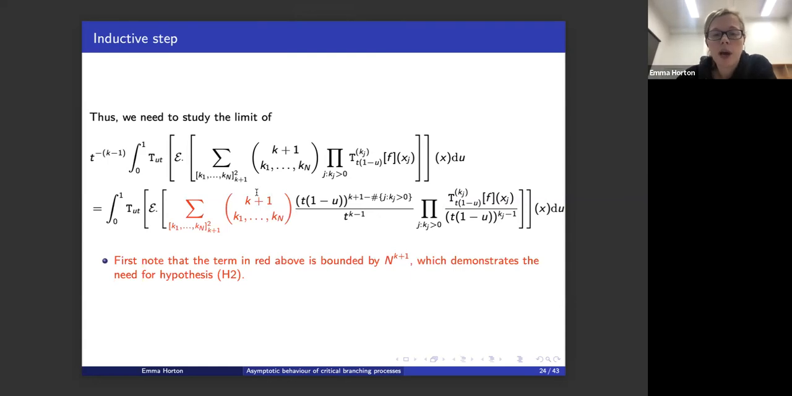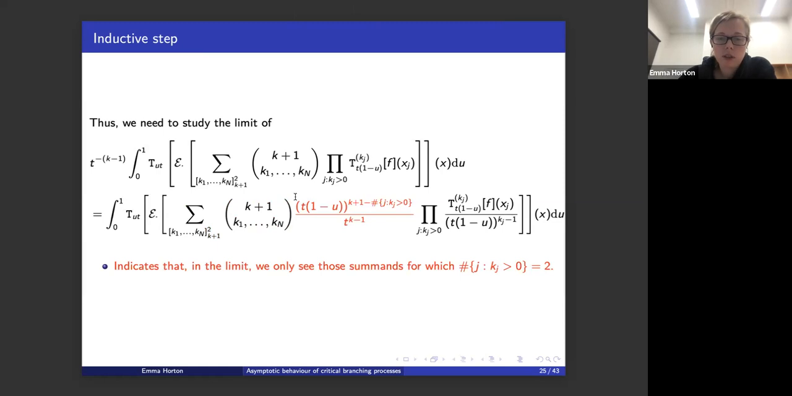Okay, so now I'm going to show how we get each of the terms in this integral to converge so that the whole thing converges together. So this first combinatorial part is bounded by n to the k plus one, which is exactly why we need this moment assumption on the offspring distribution. And if I look at this second term, recall that this set is all of the n-tuples that add up to k plus one, where at least two of them are positive.